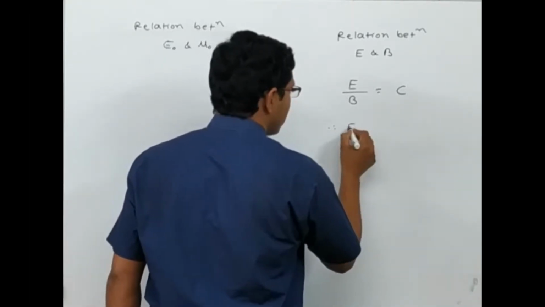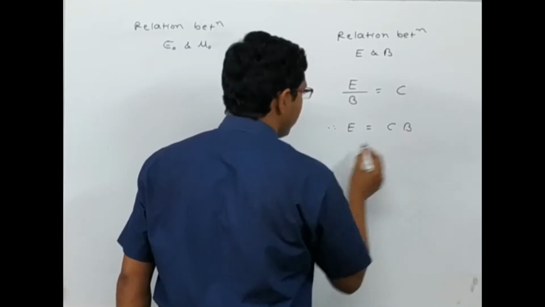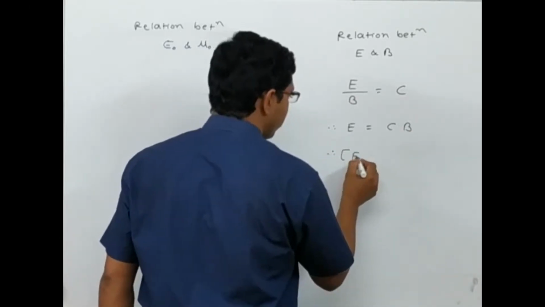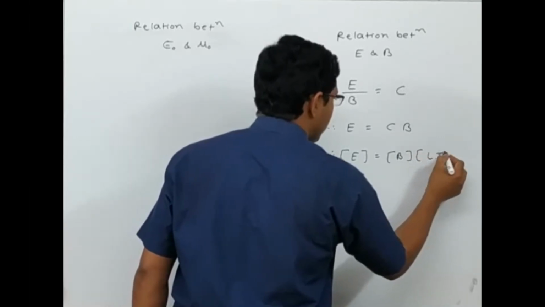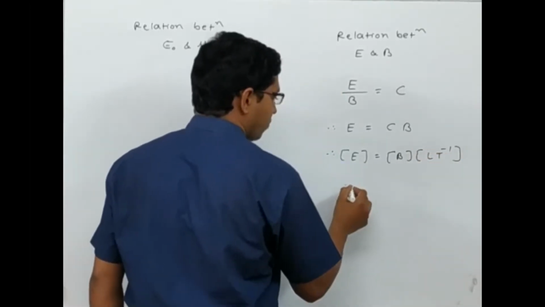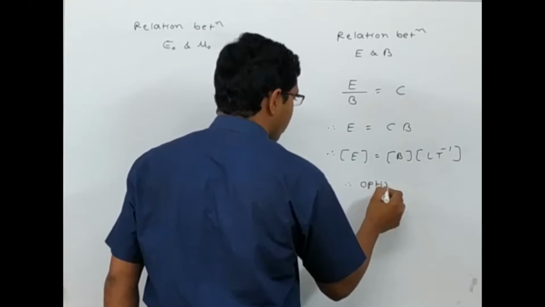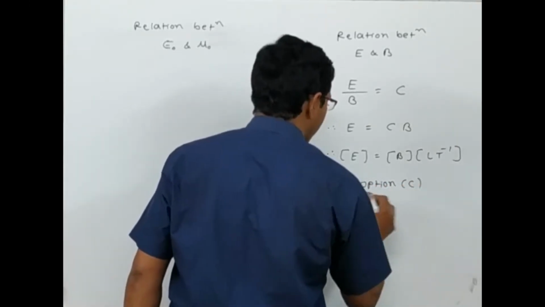Therefore E will be C into B, and therefore the dimension of E will be the same as the dimension of B, and this is LT minus 1. Therefore the correct option for this question is option C.